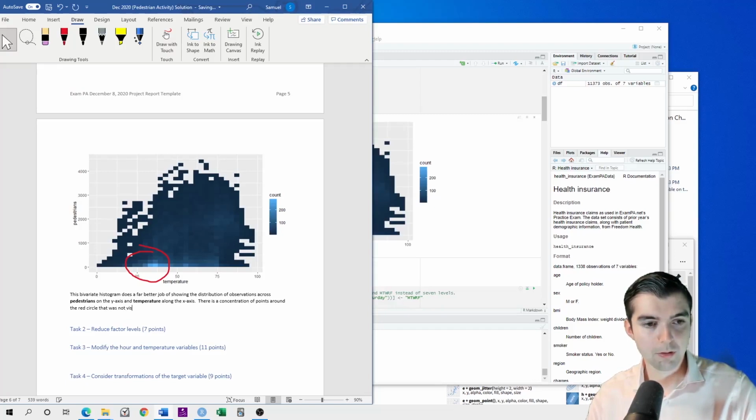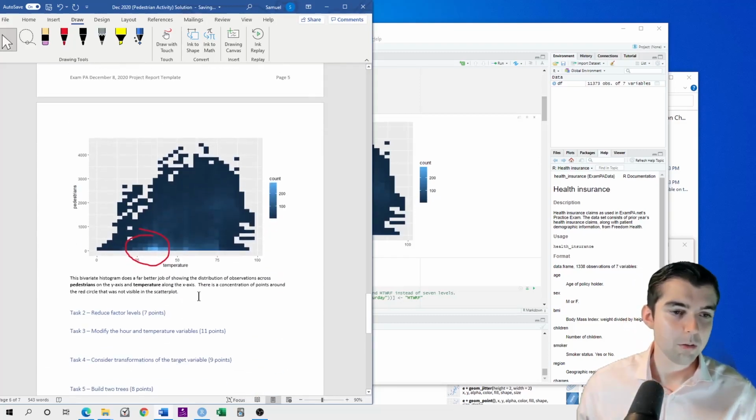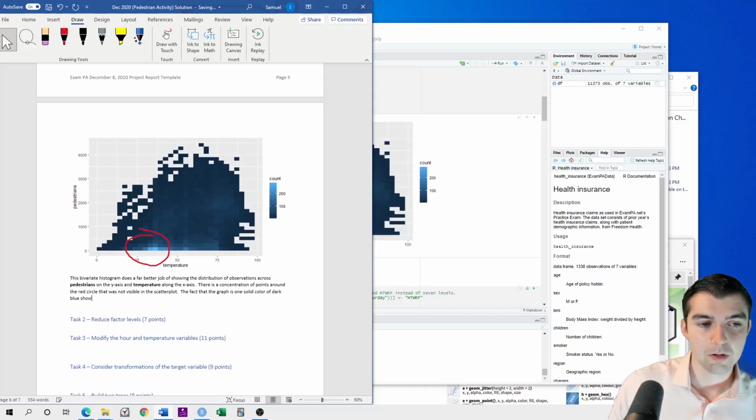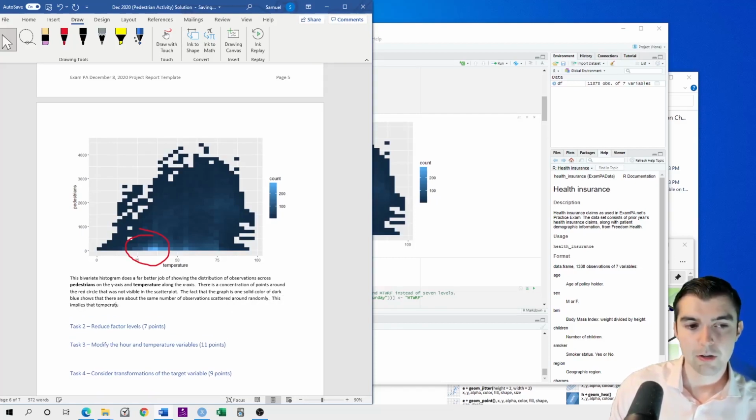That was not visible in the scatter plot here. So the fact that the graph is one solid color of dark blue, that there are about the same number of observations scattered around randomly. This implies that temperature will not be predictive of pedestrians on its own.